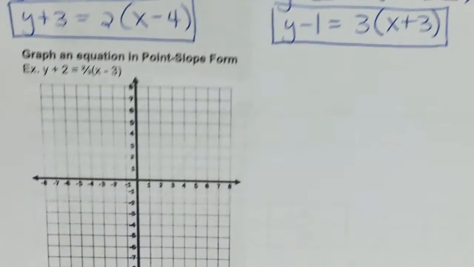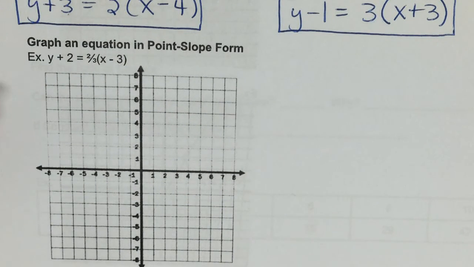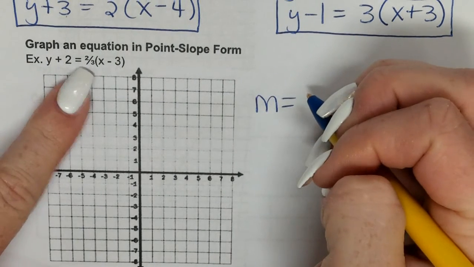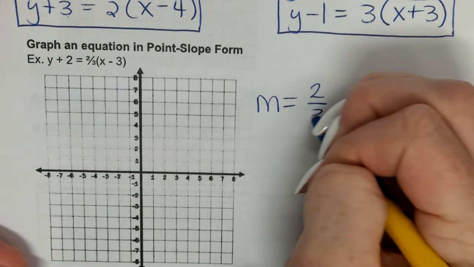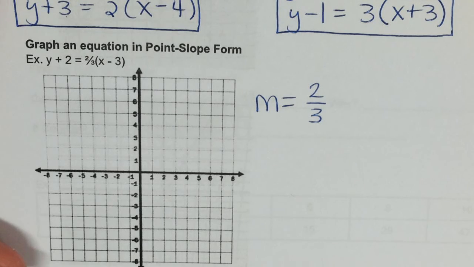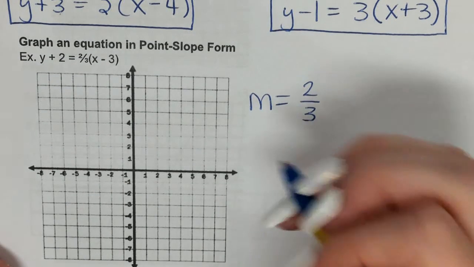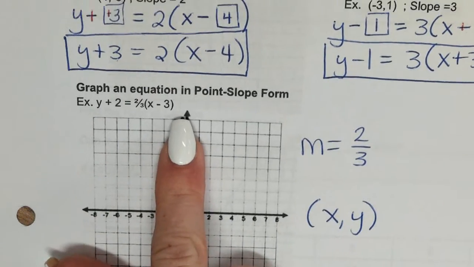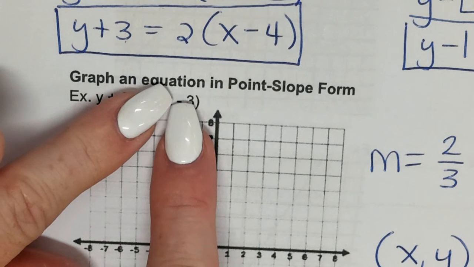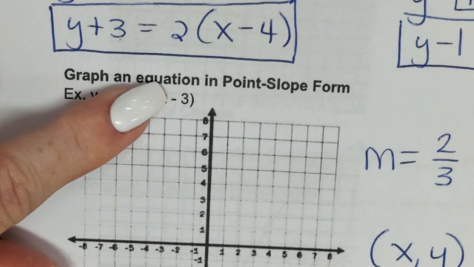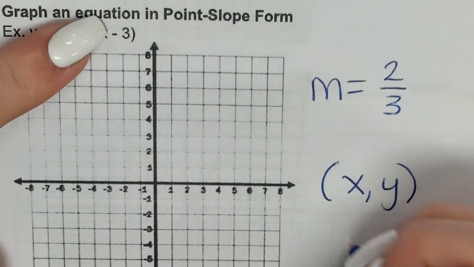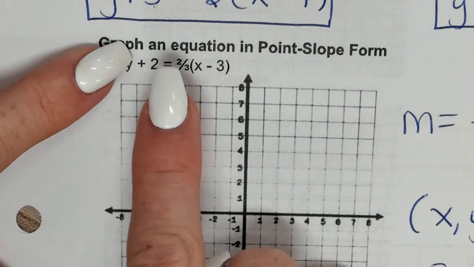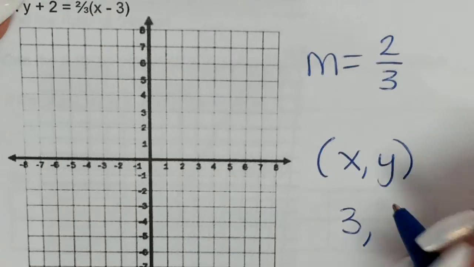All right, now we're going to learn to graph in point slope form. The first thing I would do is identify my slope. So what is my slope in this equation? 2/3. The next thing I would identify is my point, my coordinate. So I need an x and a y. Which one of these is going to be the x? This one right here. Since it's a minus 3, you write the opposite, which is positive 3. And you're going to go to your y value. Since it's positive 2, you write the opposite, which is negative 2.